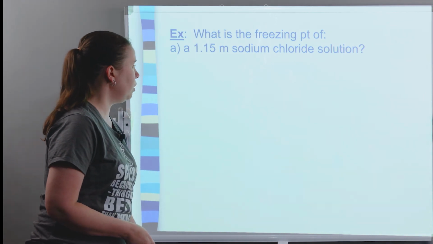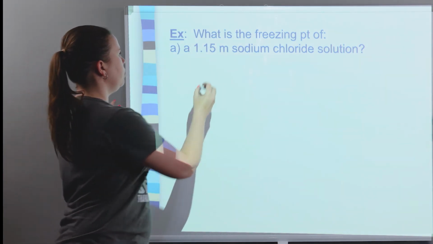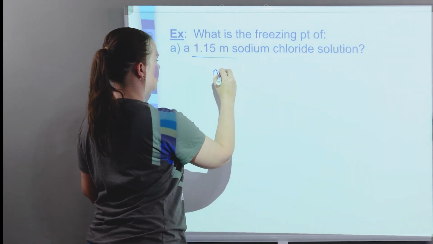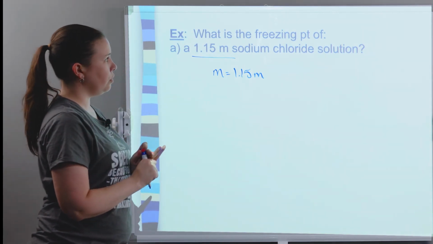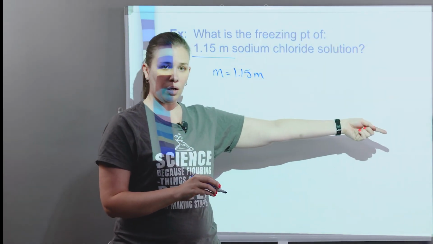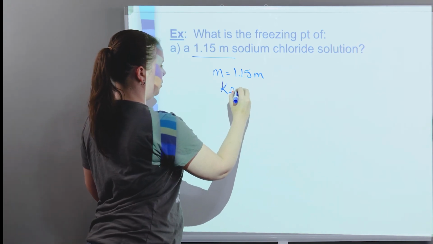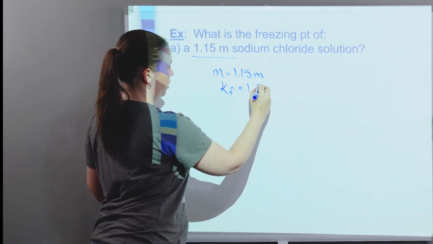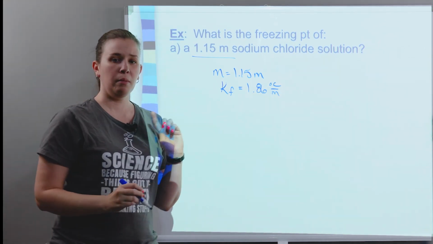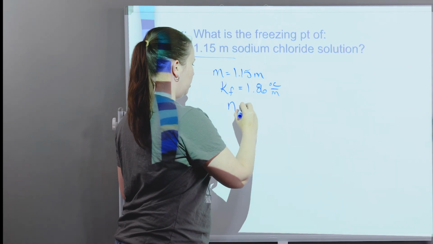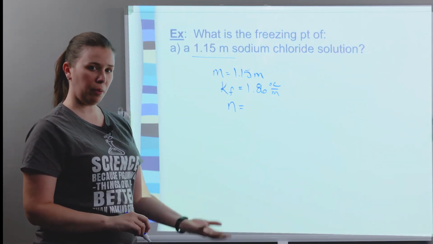So let's look at an example. We have a 1.15 molality sodium chloride solution. So yes, I have the molality, M equals 1.15. I also know that the solvent would be water because it didn't say otherwise, which means I have the KF of 1.86 degrees Celsius per molality. But what I need to find now that it's an ionic compound or an electrolyte is N. N being the number of particles.